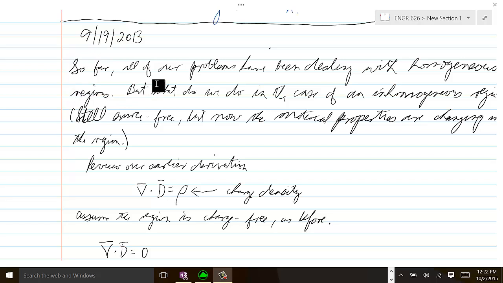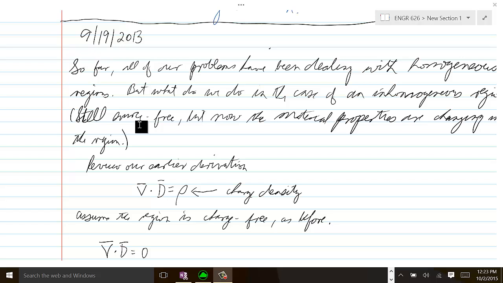It says, so far all of our problems have been dealing with homogeneous regions. What we mean there is that all the problems we've dealt with have been posed as though they were in free space, or alternatively in a material, but the material is the same everywhere. So this is what we mean by homogeneous: in our problem domain the material present is the same everywhere throughout the region, or possibly there's no material present, and there's just vacuum everywhere.